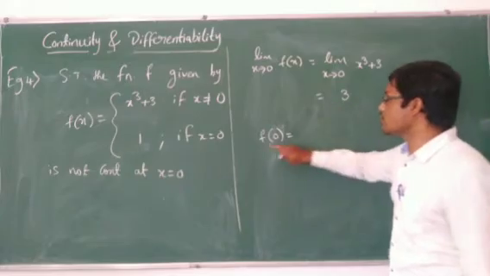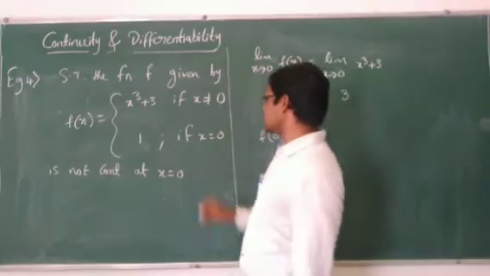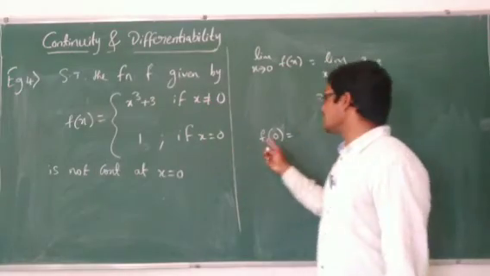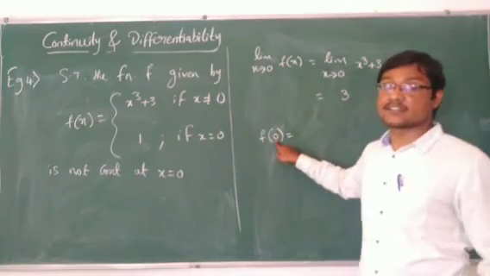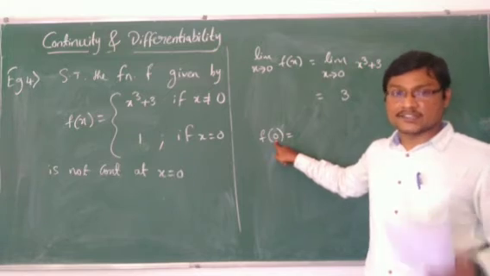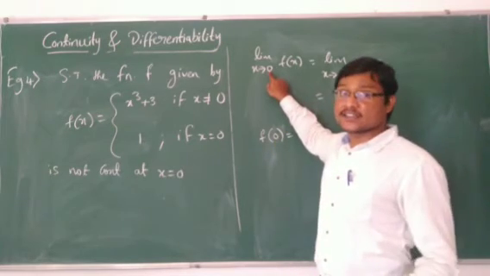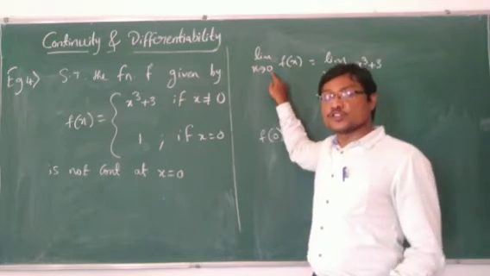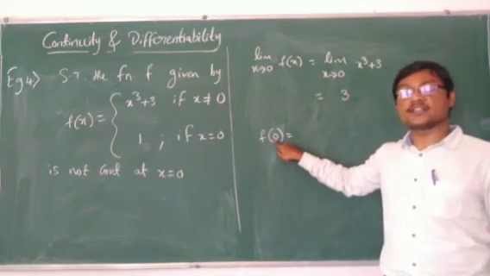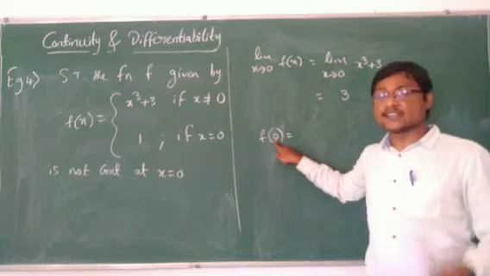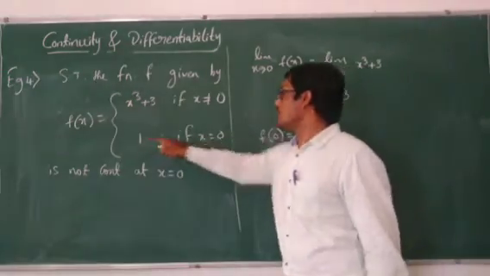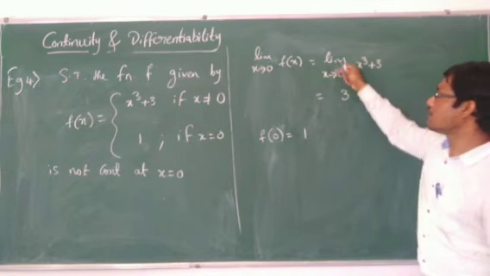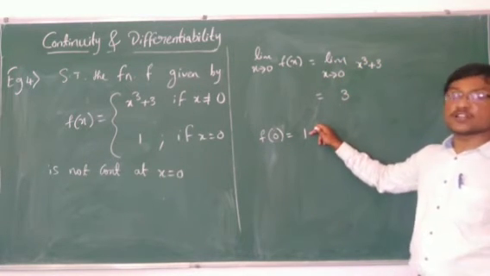What is the function value? Substitute 0 in the function. Which function do you have to consider? We are taking exactly at 0, so this is exactly at 0 only. But the other is not exactly at 0; there we are considering the values which are close to 0. But here we are considering the value which is exactly 0. Exactly at 0, the value is equal to 1. So here clearly we can observe the limit value is 3, the function value is 1.